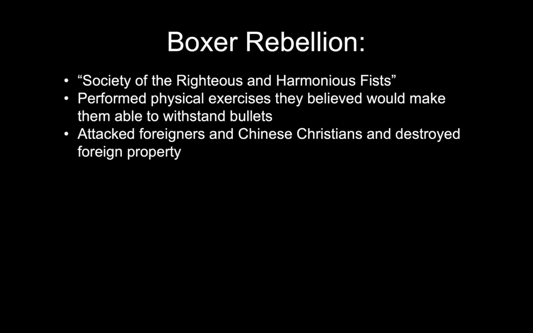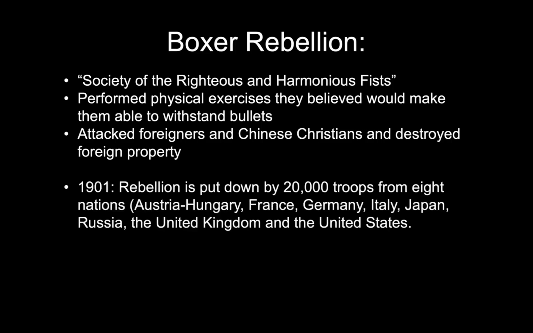The Native Americans in America will have this happen in the late 1800s too. They have this religious revival that they think will make them impervious to American military conquest, and in the end, of course, it doesn't work. Well, what we have here is the Boxer Rebellion is going to be these people of the Society of the Righteous and Harmonious Fists trying to kick the Europeans out. And so there's going to be 8 nations including the United States, in 1901 that sent 20,000 professional soldiers in, and they put down the Boxer Rebellion and ensure that China will continue to be under the influence of Western powers.